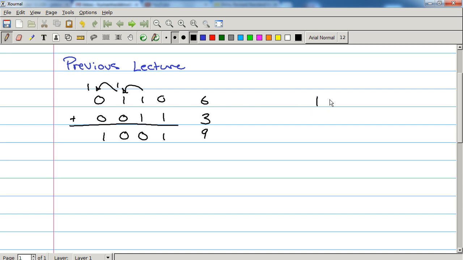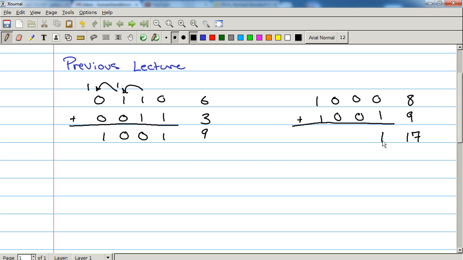We're going to take 1, 0, 0, 0 and add to that 1, 0, 0, 1. And this is binary 8 plus binary 9, which should give us binary 17. Now, if you're paying attention, because you should be, you'll note that 17 is a bigger decimal number than we can represent in 4 bits of binary, because we're doing 4-bit math here. So what we're going to see here is what happens when this occurs.